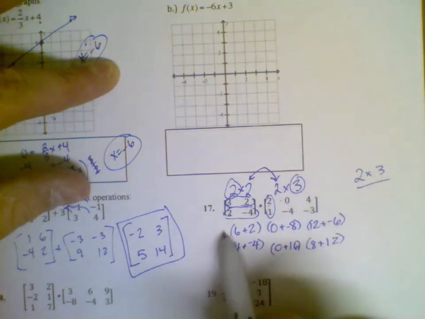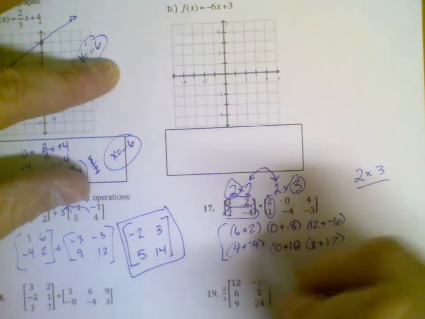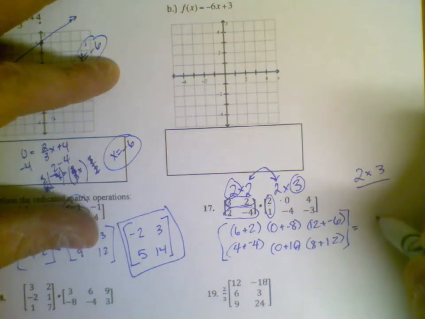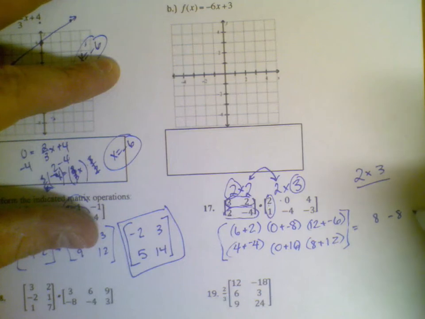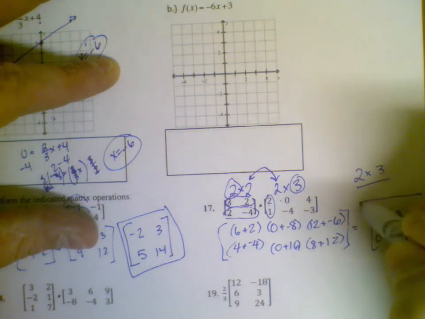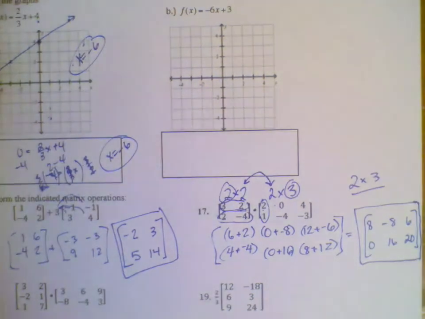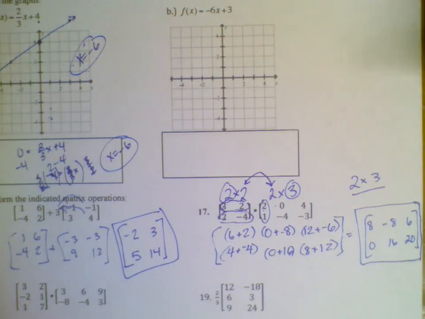So my new matrix is going to be 2 rows by 3 columns. Okay, so it's 8, then negative 8, then 6, 0, 16, 20. That is your new matrix. And I think I didn't make any errors on that one. If I did make errors in the video, then compare it with the answer key that I sent you guys. I'm trying to get this done quick so you guys have something to look at.